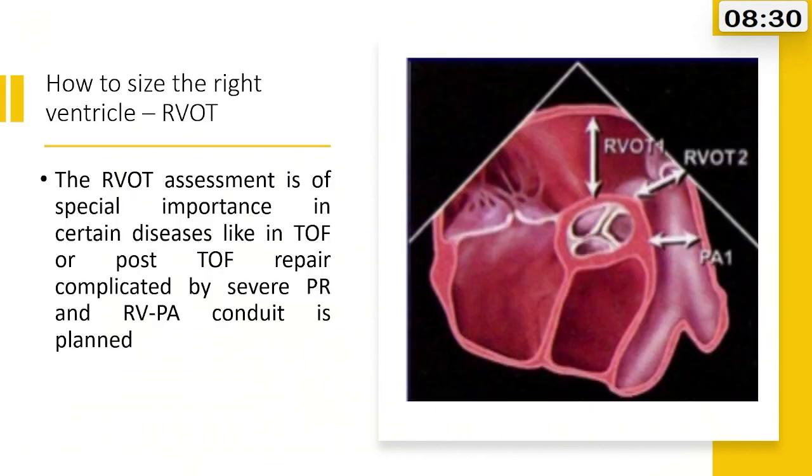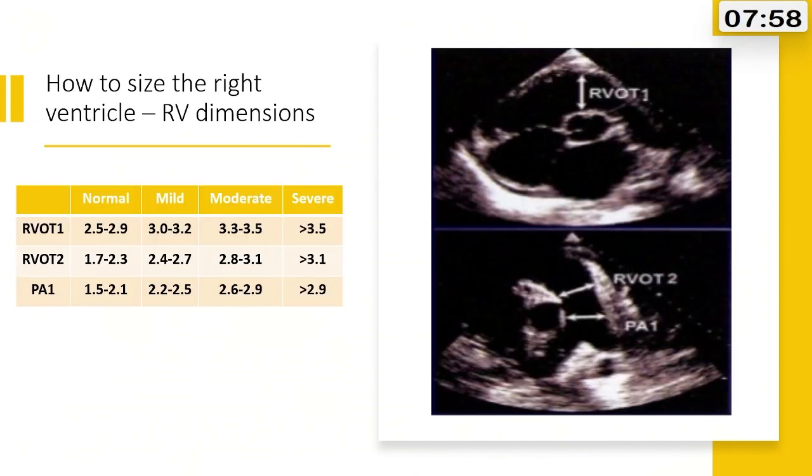And in other patients, we have also to add the right ventricular outflow tract assessment because it is of special importance in certain diseases like patients with tetralogy of Fallot or even post-tetralogy of Fallot repair, where there is a patch angioplasty with dilation of the right ventricular outflow tract, and we need to thoroughly estimate the diameter and the size of the right ventricular outflow tract in patients with severe pulmonary regurgitation and those where RV to pulmonary artery conduit is planned. And these again are the normal values for the right ventricular outflow tract diameter.